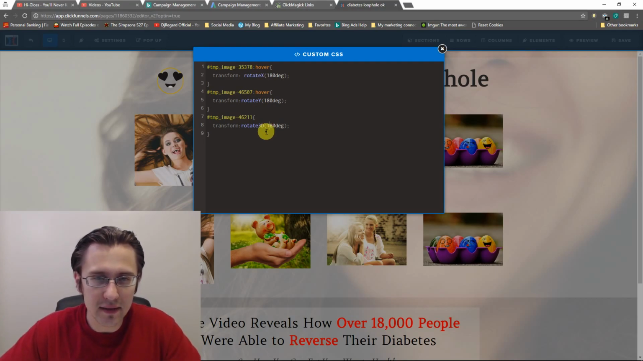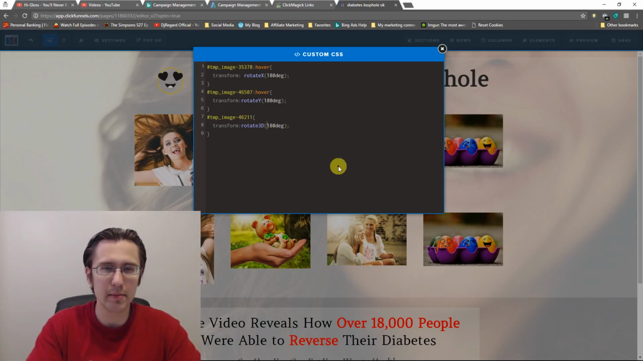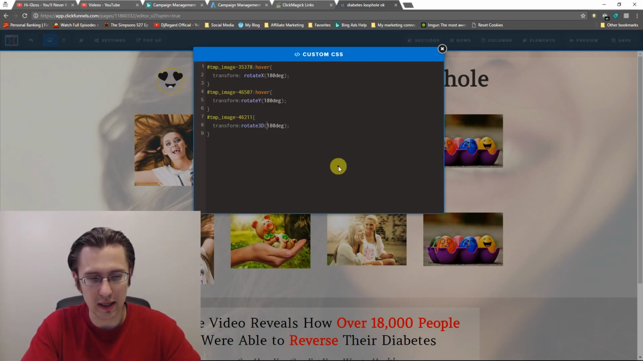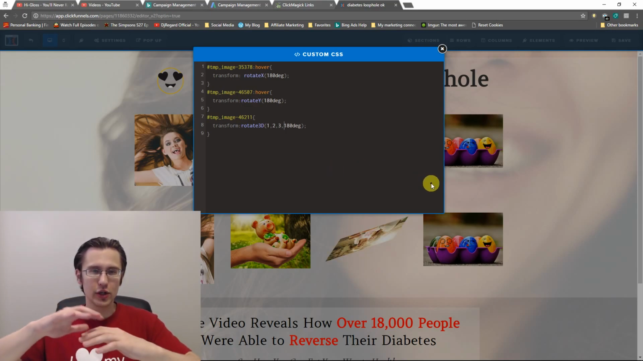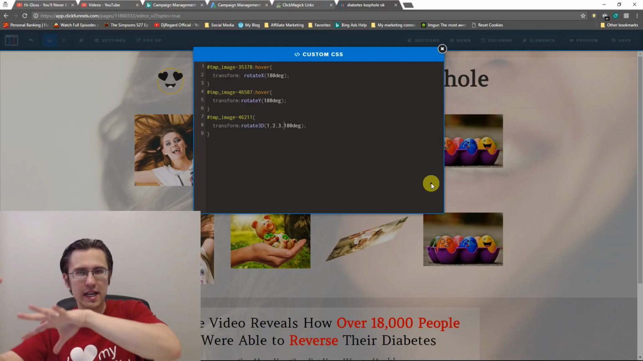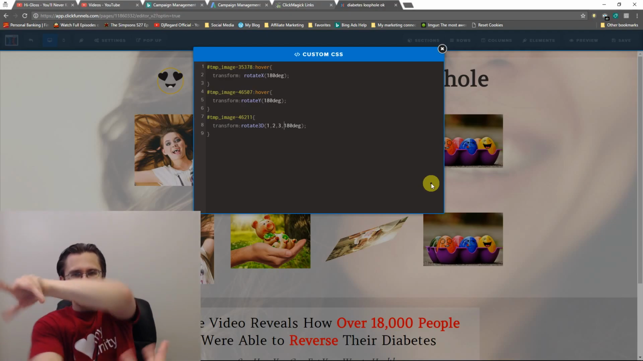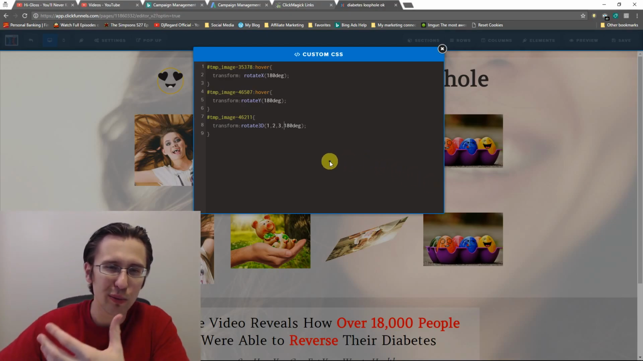I'll leave it at 180, but for my X coordinate, I'll say maybe 1, 2, 3, right? And now what happened is it turned on that coordinate, it turned 180 degrees this way and the other way around, okay? So play around with it.